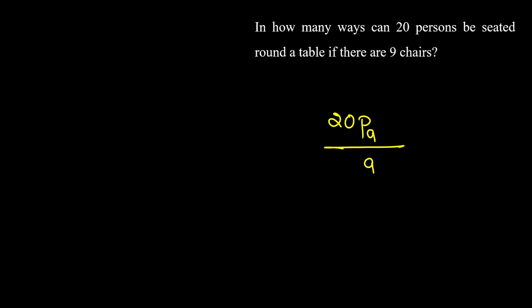NPR first of all, because among 20 people you need to select 9 people and arrange them in the chairs. Among 20 persons only 9 persons can occupy those 9 chairs. So first among 20 select 9 people and arrange those 9 people in the chairs, 20P9. As it is a round table, circular one, we have extra divided by 9.